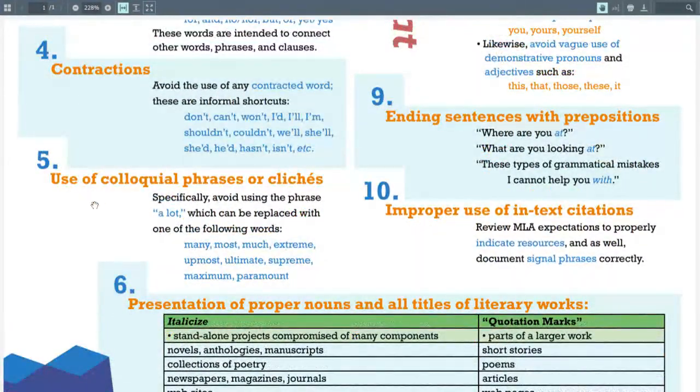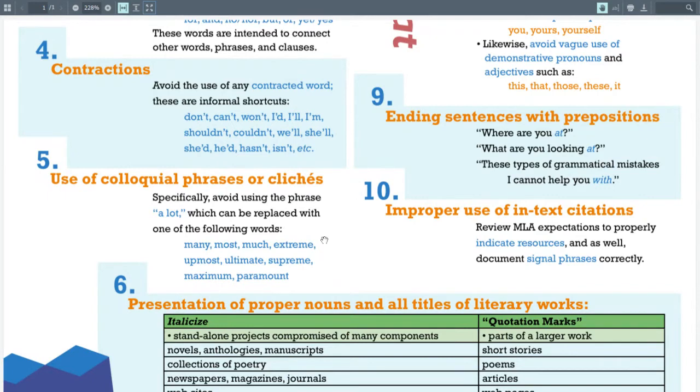So that blurs into number 5, use of colloquial phrases or cliches. Don't use casual everyday speech. The one habit I notice multiple students have is the phrase "a lot." I wish it was never invented, frankly. The following words can replace that phrase "a lot" and convey a stronger sense of your meaning in a sentence.